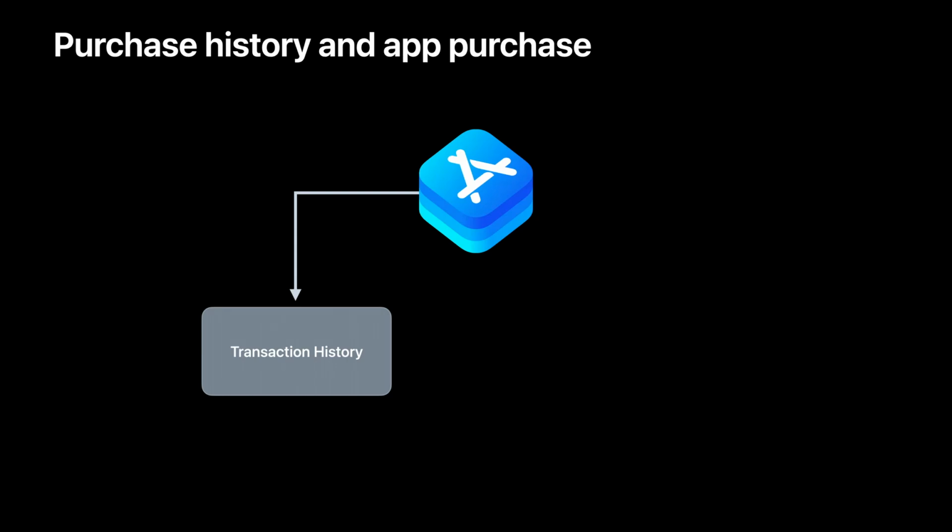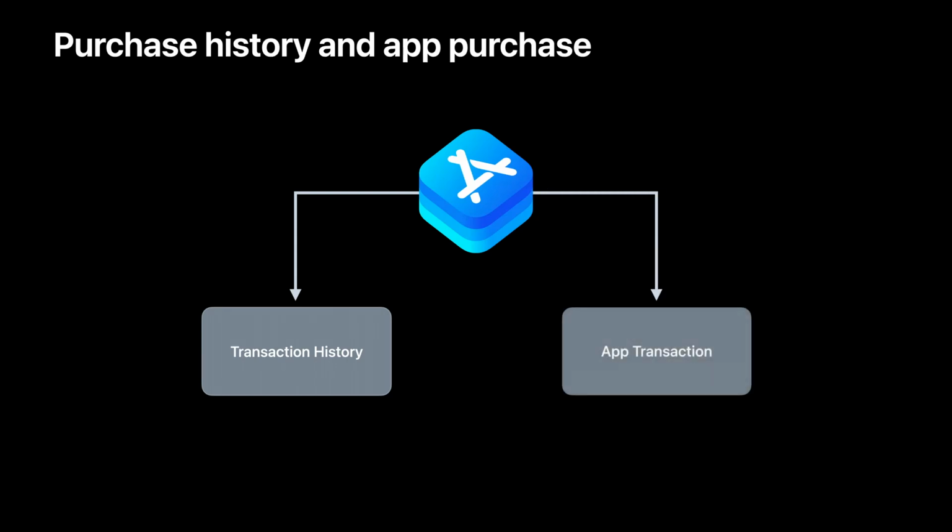And the second component is the App Transaction, which contains the data you need to make sure that your app is valid for the device it's running on. It's easy to verify the purchase of your app using App Transaction. And in just a moment, I'll be going over an example of how you can use it.